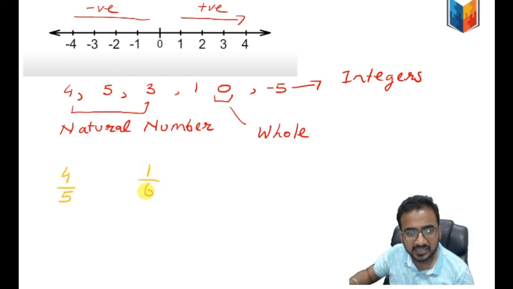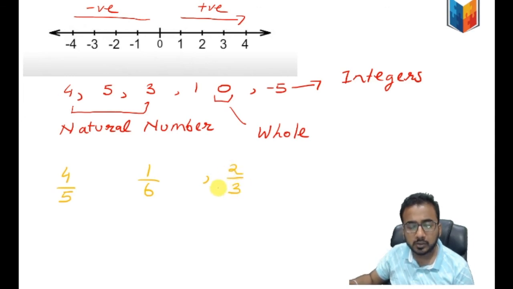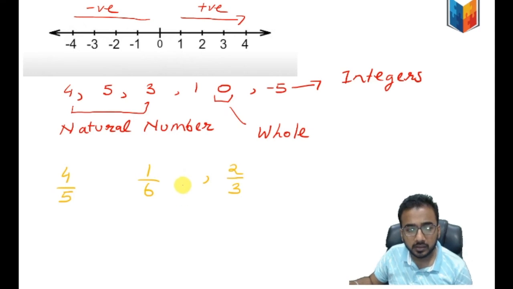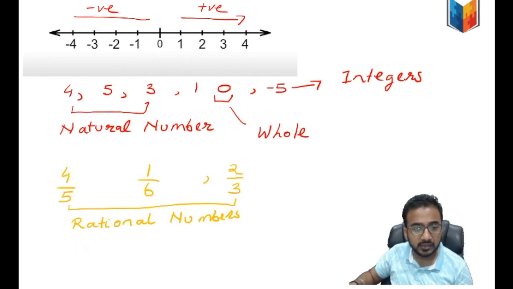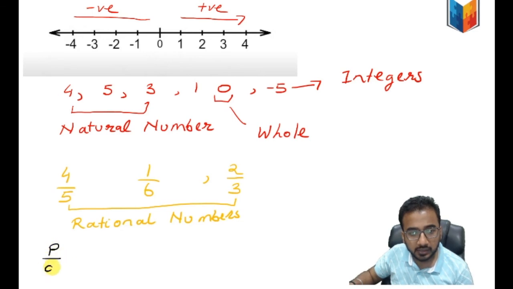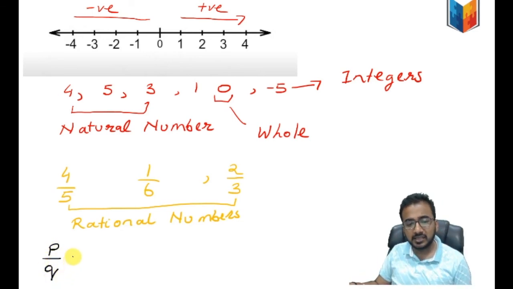1 by 6, 2 by 3. But what are these numbers called? So these numbers are called rational numbers. But how do we identify them that they are rational numbers? We will identify them by understanding that they are in the format of P by Q. So in this, ये P और Q क्या है?